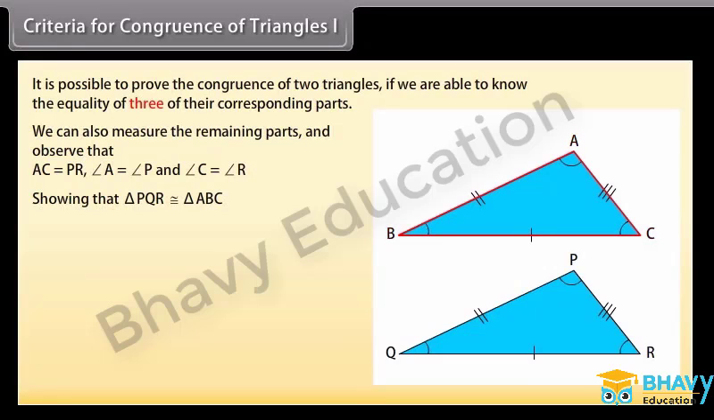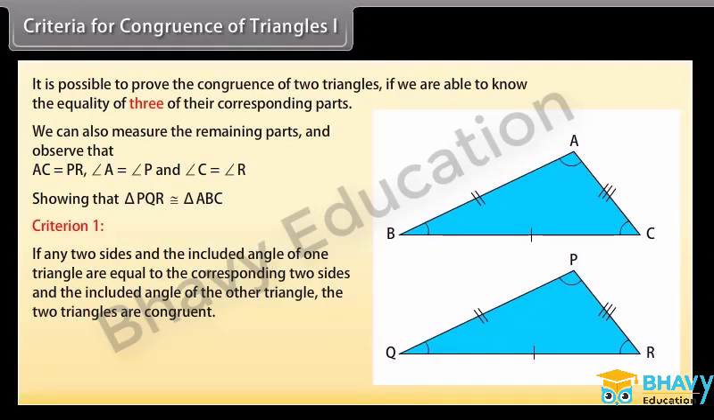This means that equality of these three corresponding parts result in congruent triangles. Thus we have Criterion 1. If any two sides and the included angle of one triangle are equal to the corresponding two sides and the included angle of the other triangle, the two triangles are congruent. This criterion is referred to as SAS, side angle side rule.